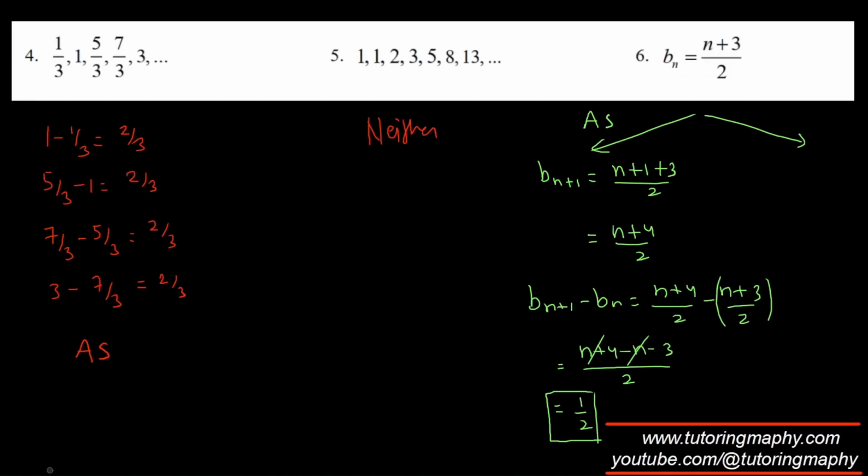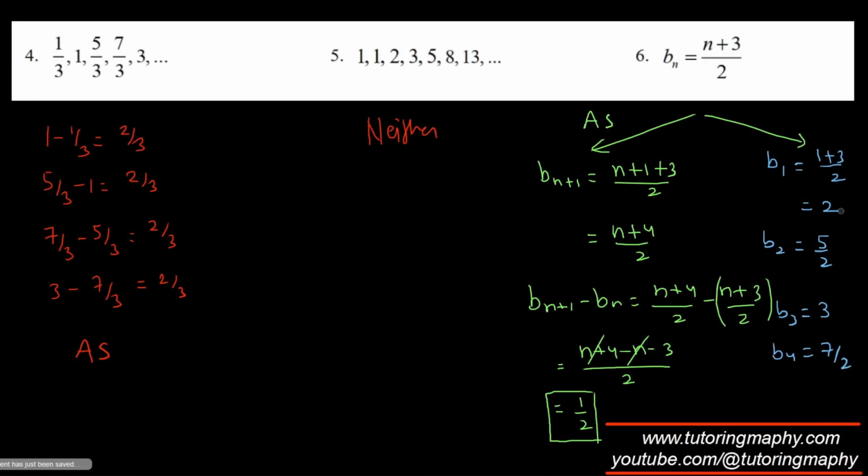The other way is, if you're not comfortable with the n method, just put n as any random number, probably 1. Let's find b1, which will be 1 plus 3 divided by 2, which is 4 over 2, which is 2. Let's find b2, this will be 5 over 2. Let's find b3, it will be 6 over 2, which is 3. Let's find b4, it will be 7 over 2.